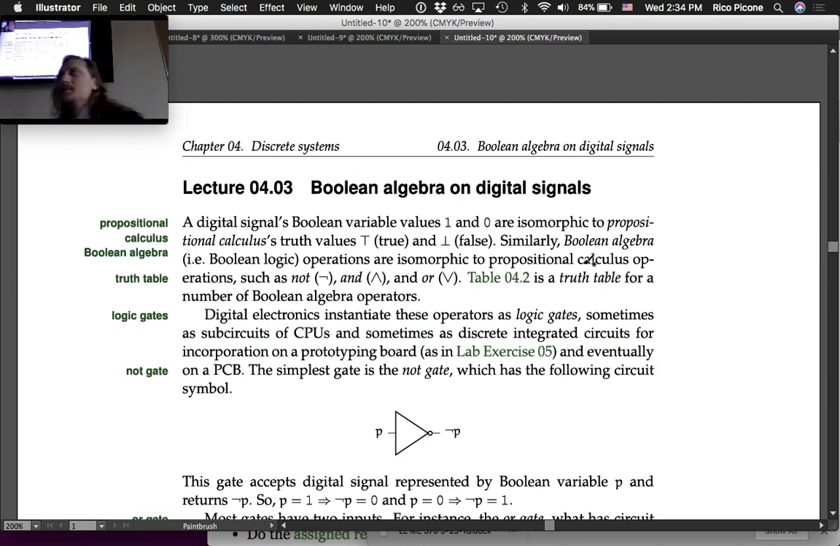Okay, so Boolean algebra on digital signals. A digital signal's Boolean variable values, 1 and 0, are isomorphic to propositional calculus, sometimes called propositional logic, truth values, true and false. So this symbol is the true symbol, this symbol is the false symbol.